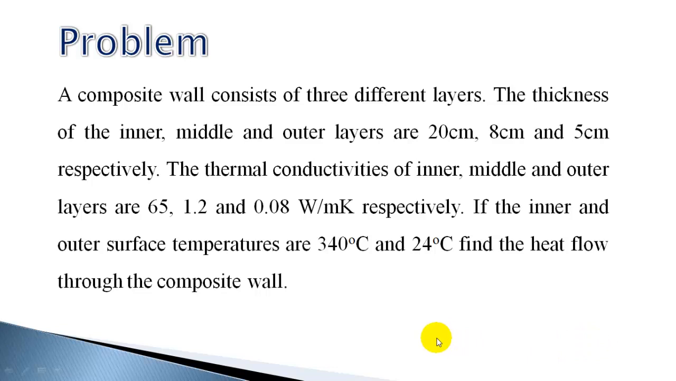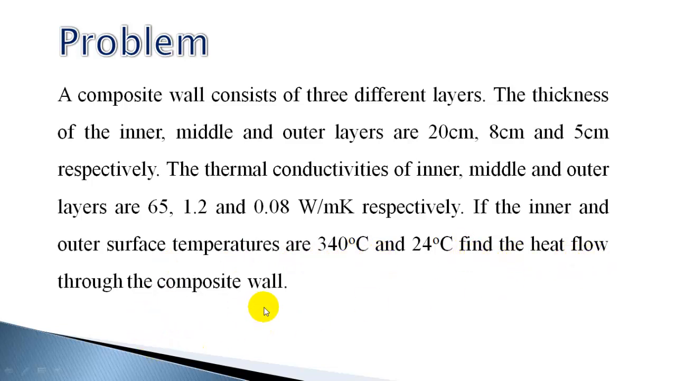Let us work out a numerical example. A composite wall consists of three different layers. The thickness of the inner, middle and outer layers are 20 cm, 8 cm and 5 cm respectively. The thermal conductivities of inner, middle and outer layers are 65, 1.2 and 0.08 watts per meter Kelvin respectively. If the inner and outer surface temperatures are 340 degrees centigrade and 24 degrees centigrade, find the heat flow through the composite wall.